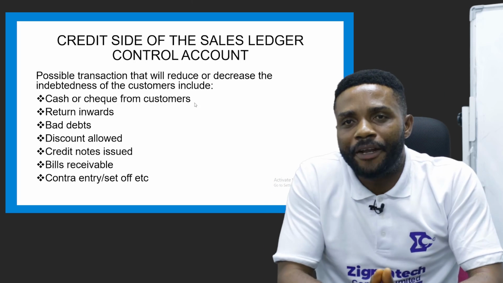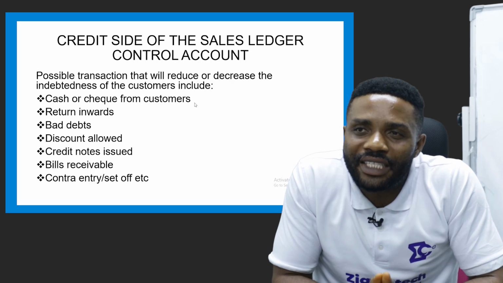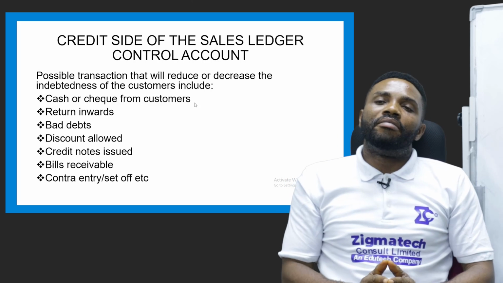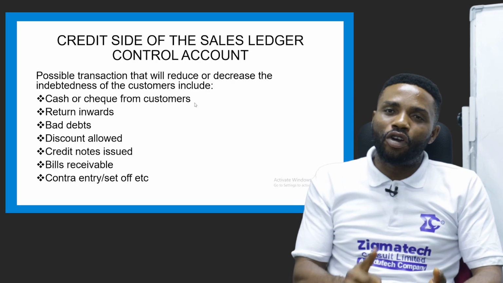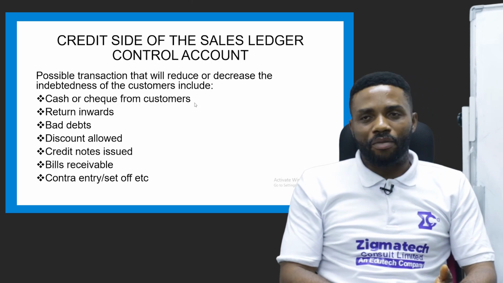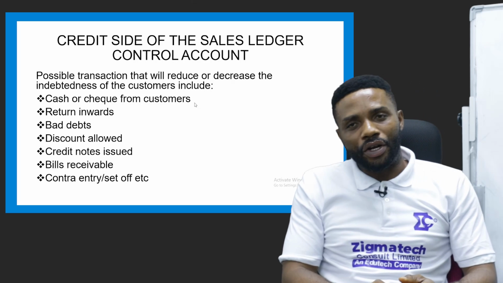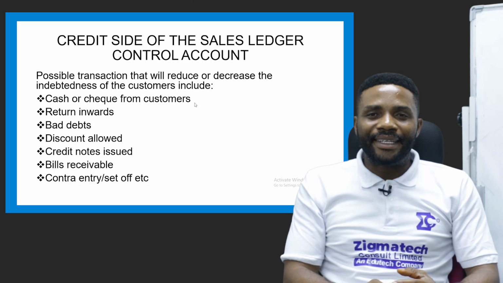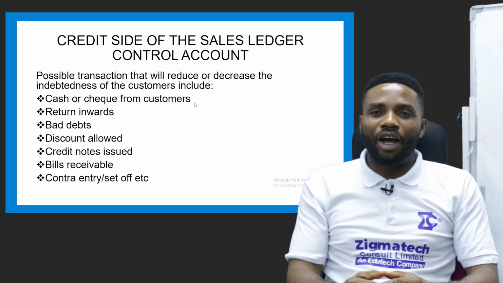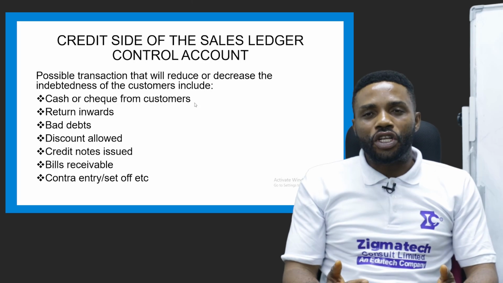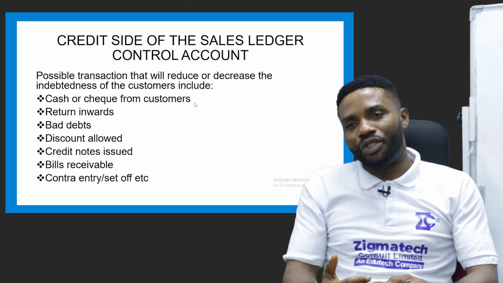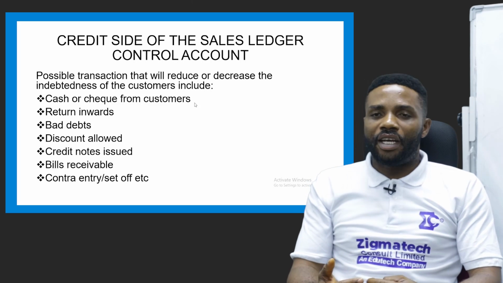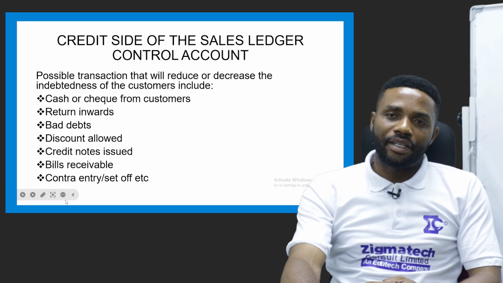So in summary, the possible transactions that can reduce or decrease the indebtedness of your customers include: number one, cash or check from customers; number two, return invoice; number three, bad debt; number four, discount allowed; number five, credit note issued; number six, bills receivable; number seven, contra entry, or what we call set off, etc.